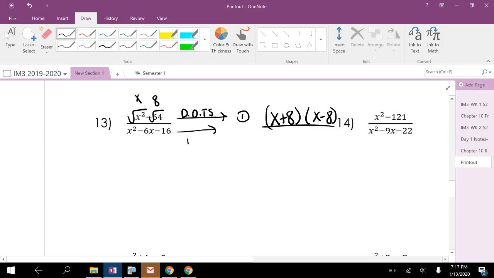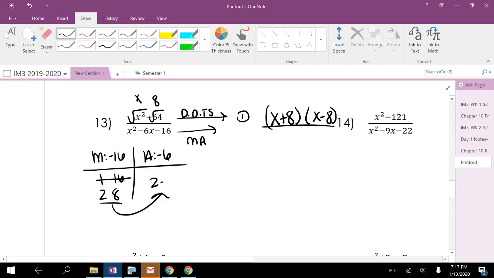This one, whenever there's three terms, you use the MA table. Remember to use that purple sheet all in the front to help you out. So what multiplies to negative 16 and adds to negative 6? Well, 16 divided by 1 gets me 16. That's not going to get me 6. 16 divided by 2 is 8. If I subtract those, I am going to go ahead and get my negative 6, which is really nice. So I have x plus 2 and x minus 8 as my factors there.